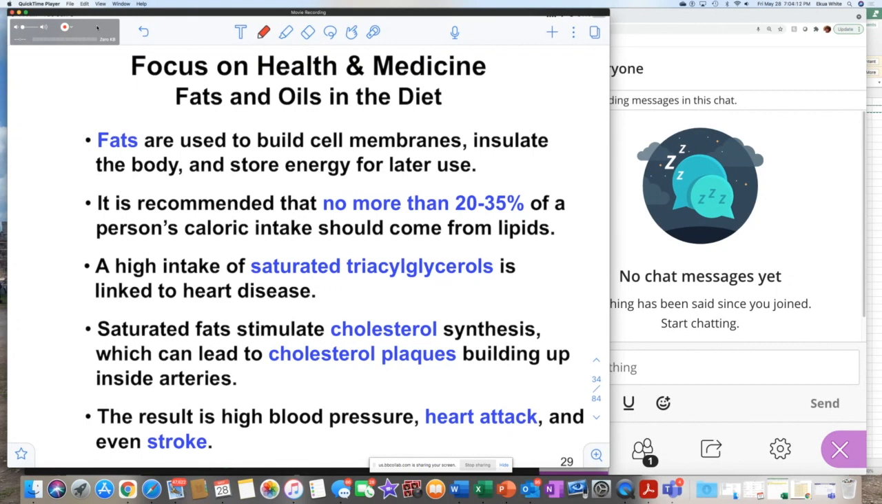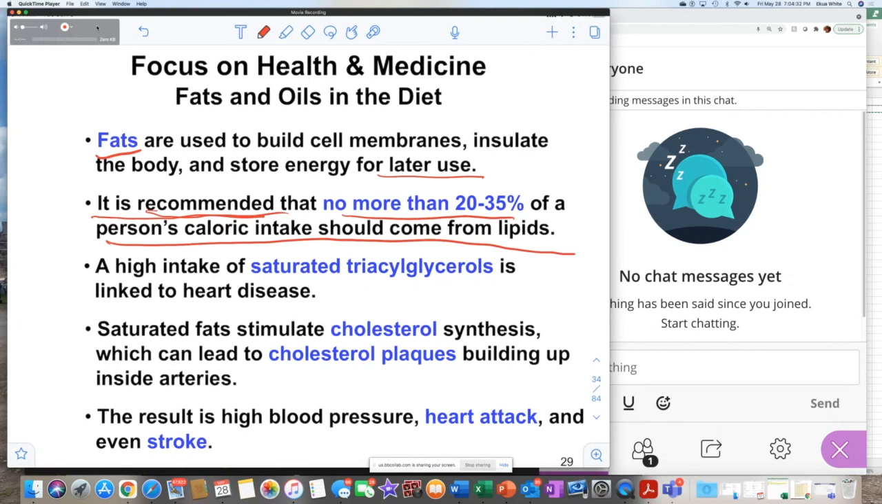So remember, any excess glucose gets stored in your body as glycogen. So fats are used in your body to store energy for later use. It is recommended that no more than 20 to 35% of a person's caloric intake on a daily basis comes from lipids. It is recommended. It's not a law. They can't come after you just in case you had an extra fry.